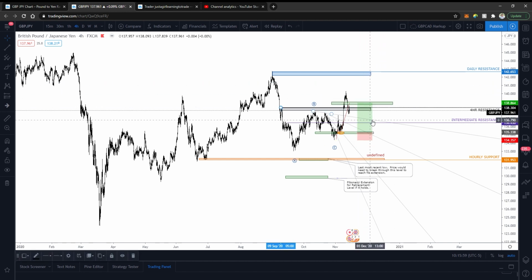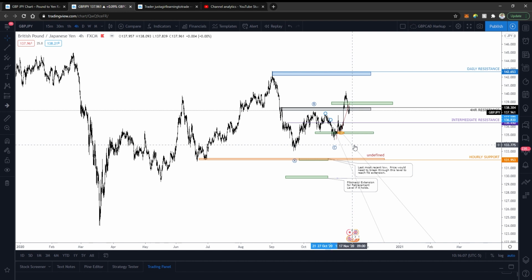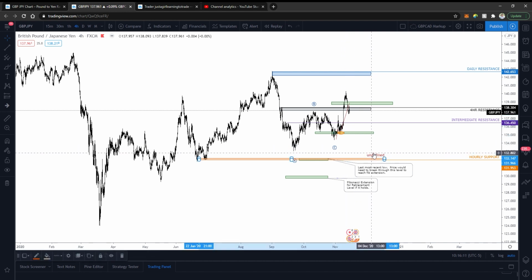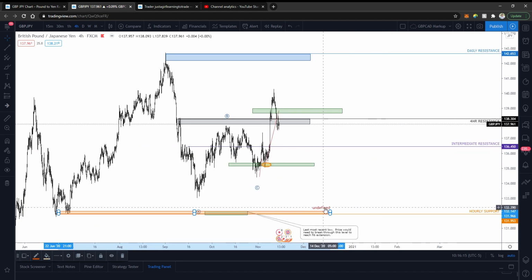Trend lines are the bomb. If you can, I sound like my mom. If you can master trend lines and fibs, you'll be dope. For real, for real. I don't know what this word is. Let me see. Oh, let me take this off.